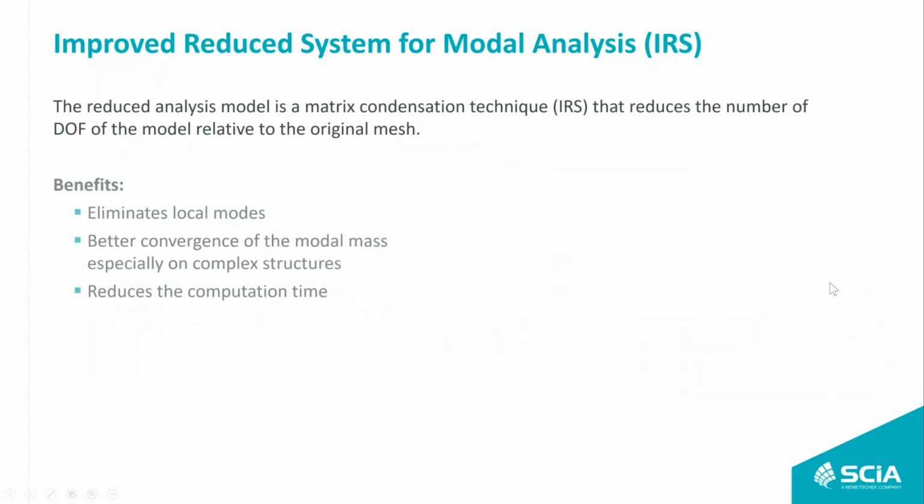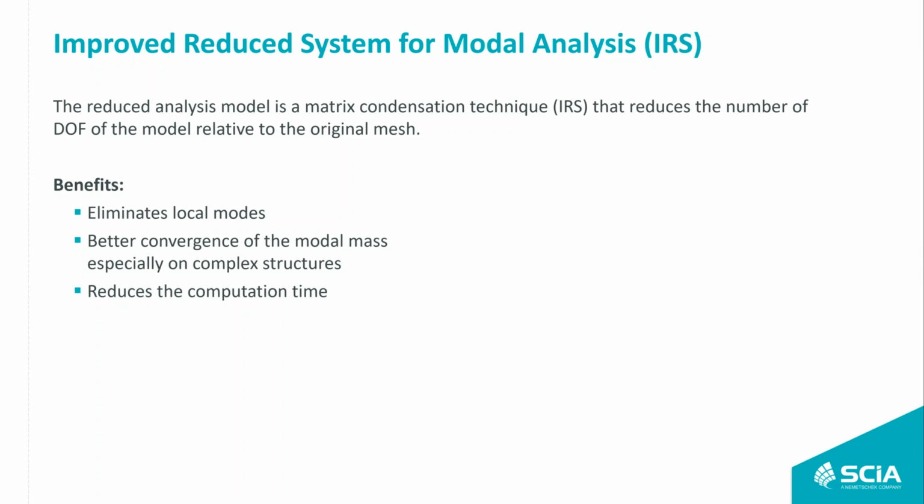So what about the improved reduced system for modal analysis? It's actually a matrix condensation technique that reduces the number of degrees of freedom of the model. Typically, in our case, it's really reducing the model to 1 node per story, which leaves us basically with 6 degrees of freedom for each story.